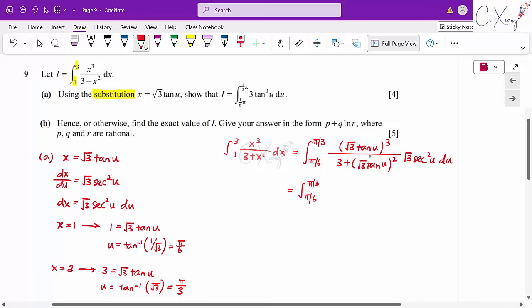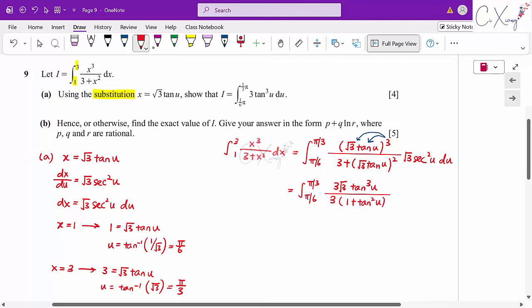Okay, so square root of 3 tangent u to the power 3, I will be having 3 root 3, then tangent cube u. I think you should know, right? We have to put the 3 to the power 3, and then also the root 3, and also the power 3 into the tangent u. So you're having 3 root 3 tangent cube u. Right, then divided by, for the denominator, what do we have here? So for the denominator, we are having 3, 1 plus tangent square u.